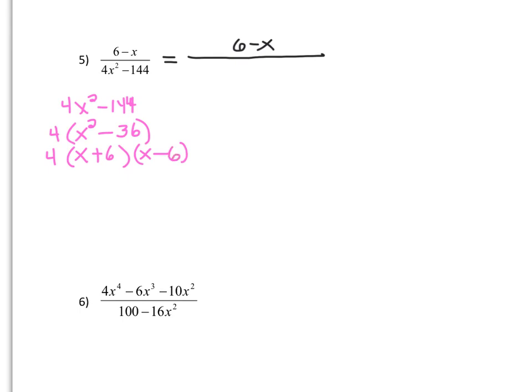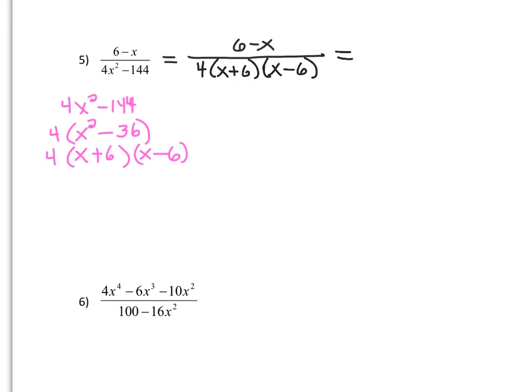All right, now, nothing here can be factored further, so what we're going to do is take this and move it up to the denominator of our fraction. So we have 4 times x plus 6 times x minus 6. Okay, so step 1 is done. We factored everything that we could factor.